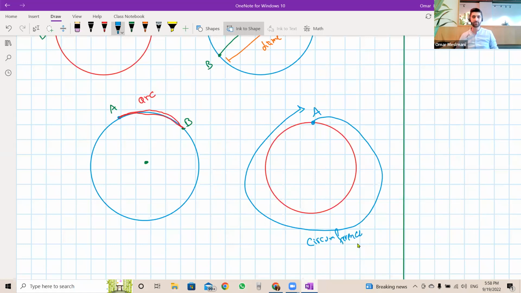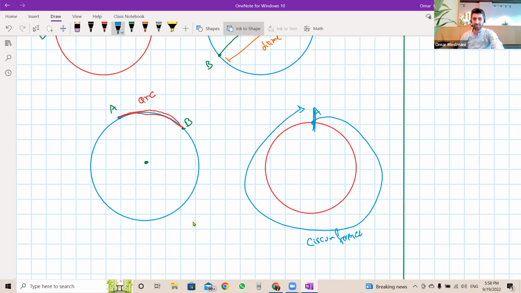So basically, the circumference of a circle, if you try to imagine that I'm measuring the distance. Let's say that you have a circular track. You started at point A, and you run from point A all the way to the same point A. What is the distance that you run? That's what's called the circumference.